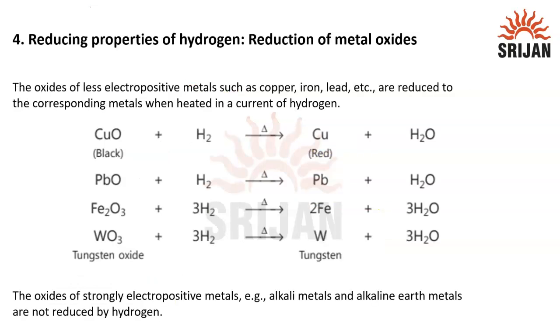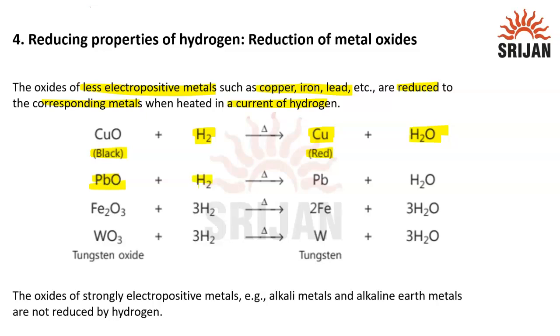Now reducing properties of hydrogen, reduction of metal oxide. The oxides of less electropositive metals, you can say simply less reactive metals such as copper, iron, lead, etc., get reduced to the corresponding metals when heated in a current of hydrogen. This is copper oxide, which is black in color. It reacts with hydrogen, and hydrogen reduces it, and copper will be formed, which is red in color, and water is the side product.